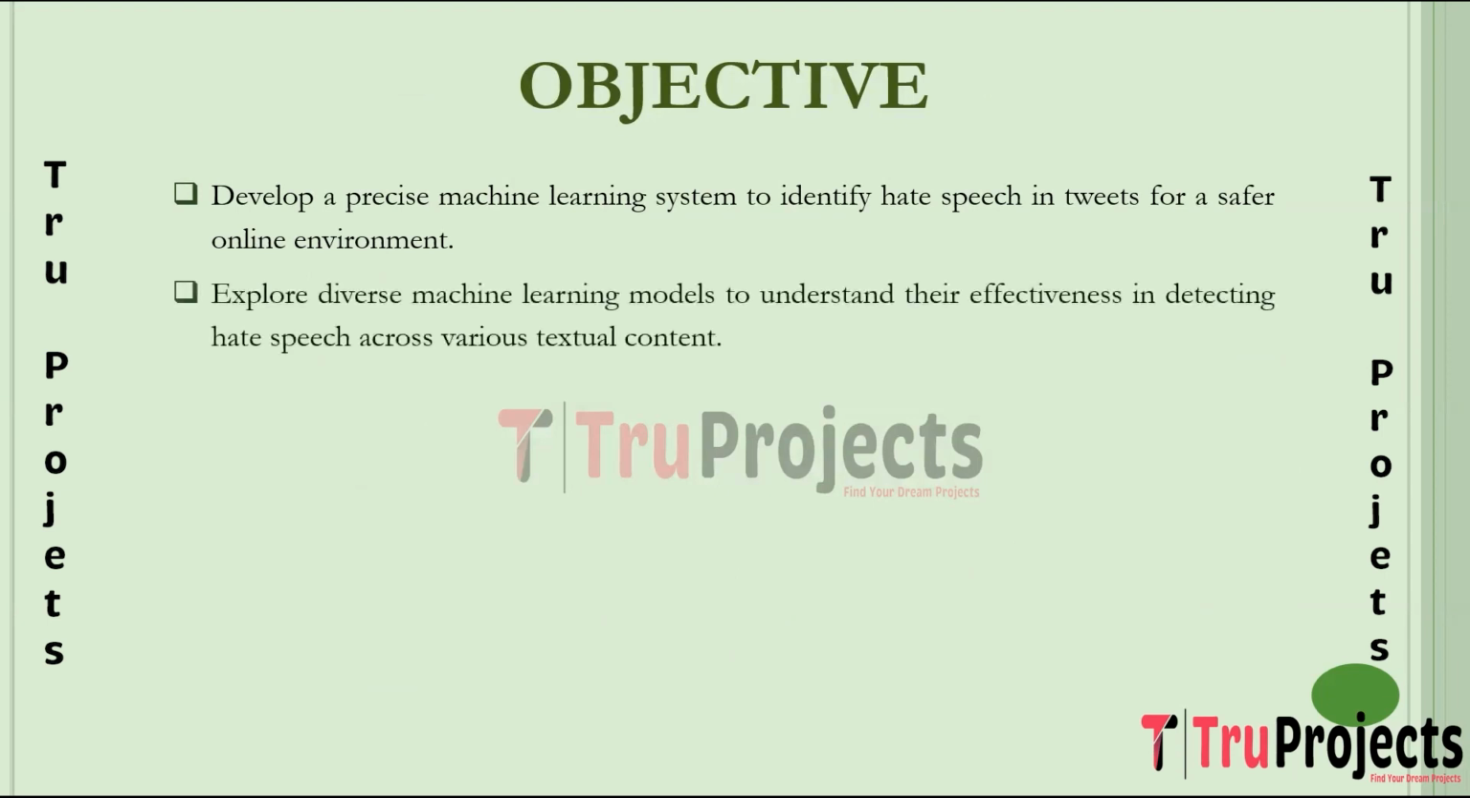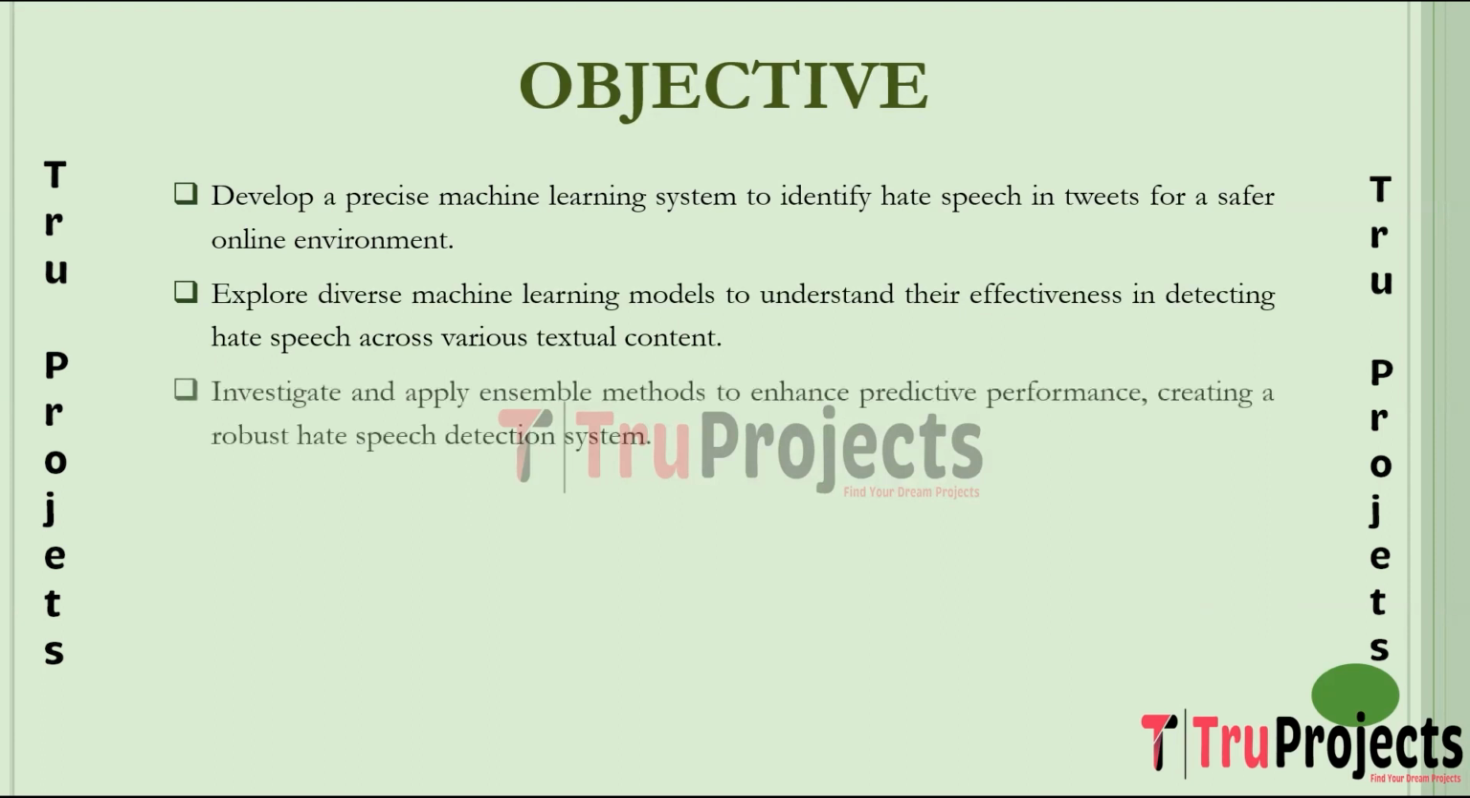The goal is to explore a diverse range of machine learning models, spanning from traditional algorithms to advanced deep learning models like BERT, BiLSTM, and GRU. The objective is to understand the effectiveness of these models in detecting hate speech across various forms of textual content. The project aims to investigate and apply ensemble methods. The objective is to leverage the strength of individual models to enhance predictive performance and establish a more robust hate speech detection system.